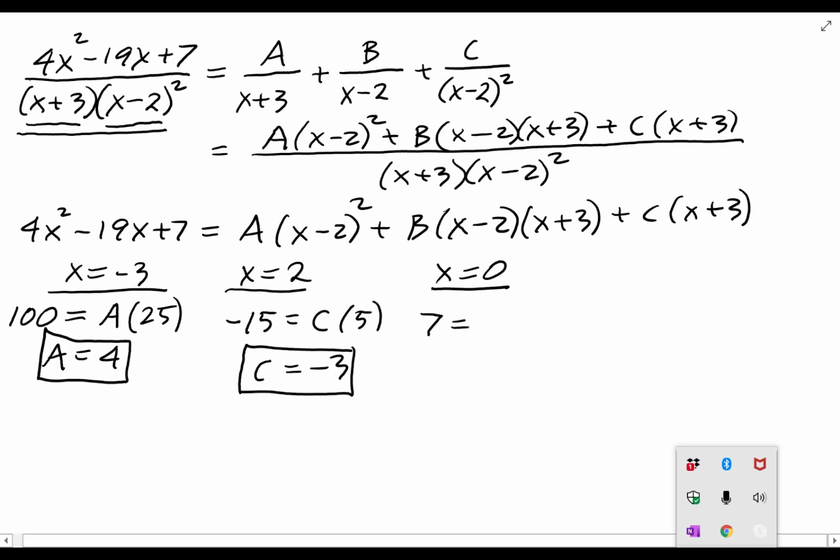7. And if I plug a 0 into the right-hand side, I get 8 times negative 2 squared, that's 4. So I get 4a. If I plug a 0 in on that second term, b times negative 2 times positive 3, that's a negative 6b. And c times 0 plus 3 is going to be plus 3c.